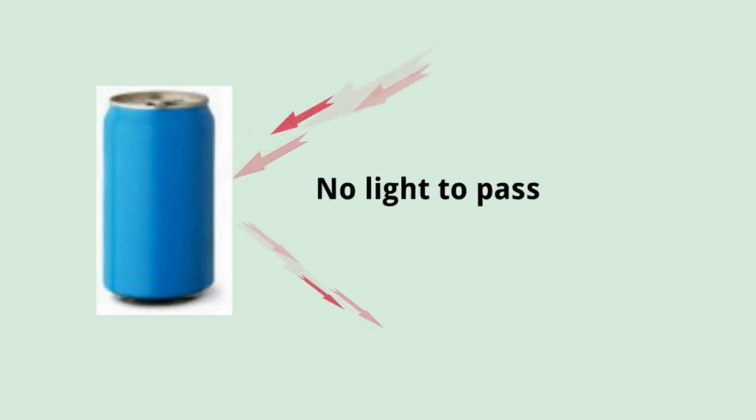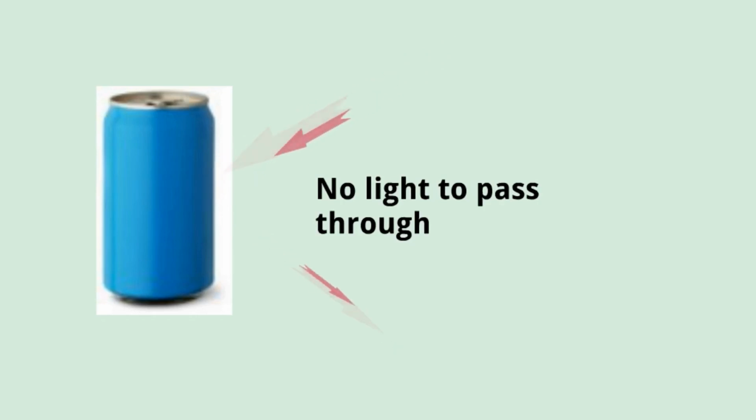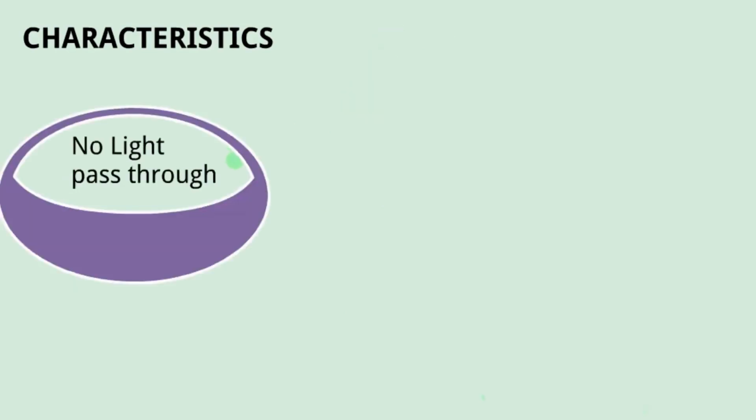Opaque objects. This is a can, and light is falling on this can, and some portion is absorbed and some portion is reflected. So no light will pass through this object. So this is known as opaque object. Characteristics: no light passes through. We have already learned, it may be reflected or absorbed.